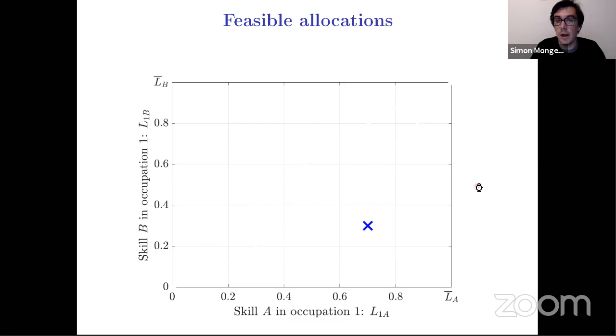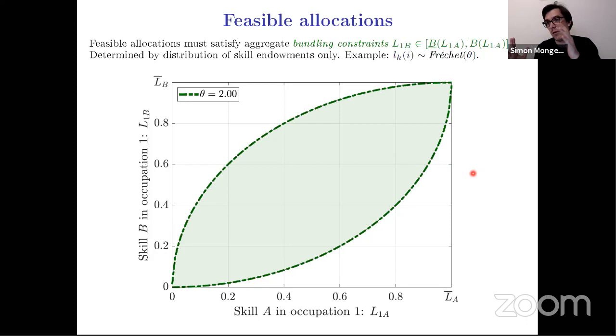Okay. So this is what this feasible allocation looks like. It's this smooth lens throughout the set of the possible aggregate allocations if you could unbundle individuals. Okay. So, kind of three points. So again, if I place my little red marker over here, and I consider this allocation of skill A, the bundling constraint gives the minimum and the maximum amount of skill B that can be attained along with the allocation of skill A.